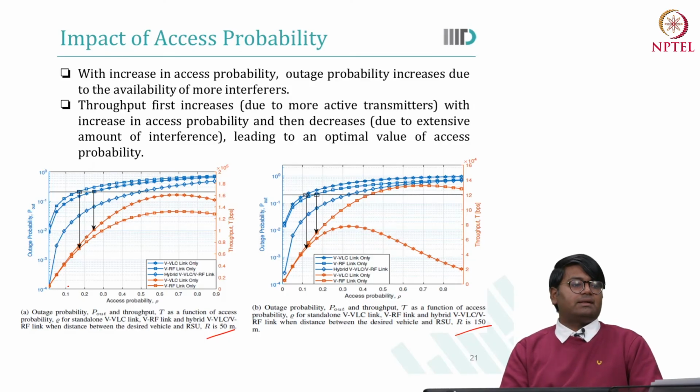We should note here that the throughput of my hybrid VLC RF system depends on the maximum throughput offered by either standalone vehicular VLC or a standalone VRF system. In order to ensure a certain quality of service, one must also guarantee outage performance as well. With an outage probability below 20%, when the distance between my desired vehicle and roadside unit is 50 meter, the optimal value of access probability for standalone VLC is 0.25, and it results in a throughput of about 100 kbps. However, when we increase the distance, that is when my R is 150 meters, the opposite trends are observed.